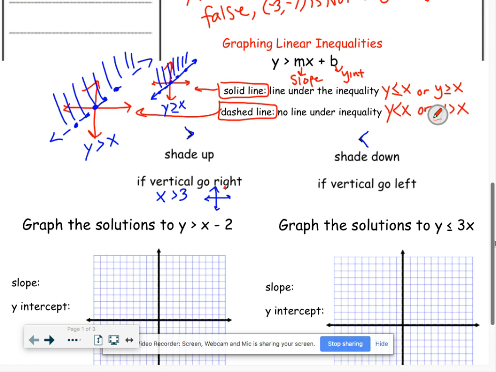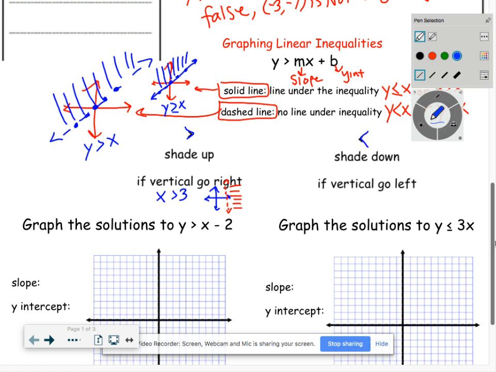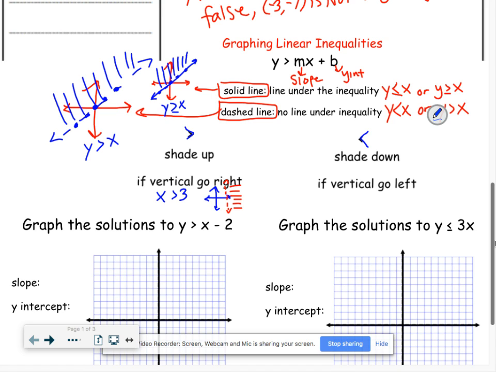X is 3 and it doesn't have a line under it, so it would be a dashed line, and bigger than would go this way. And then if I had a vertical line on the less than, a vertical line is always the x equals line. If you're unsure, you can always graph the y equals in the graphing calculator, and the y equals line is the horizontal line. You can't graph x equals in the graphing calculator because it has to be in slope intercept, but you can graph y equals lines.